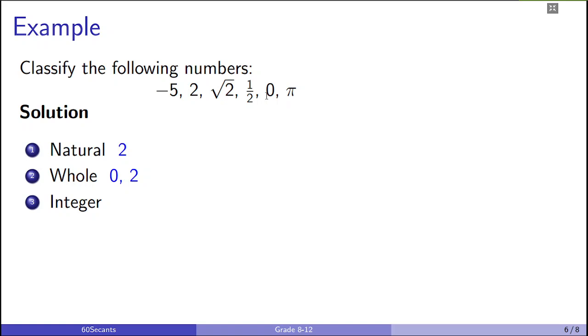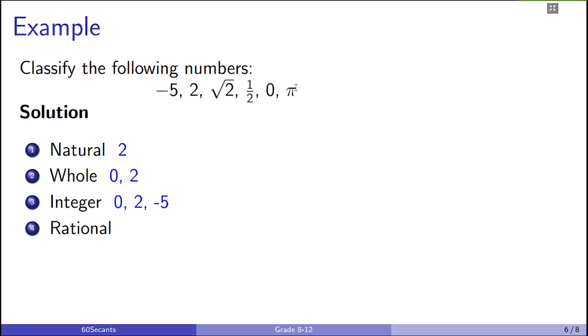Then we're going to look at the integers. Remember, integers simply extend the whole numbers. Now, let's look at them again. We have a negative 5. Okay, this is an integer. We have a 2. It's an integer. What about the square root of 2? No, it's not. A 0 is an integer. Pi? No. So we have 0, 2, and a negative 5.